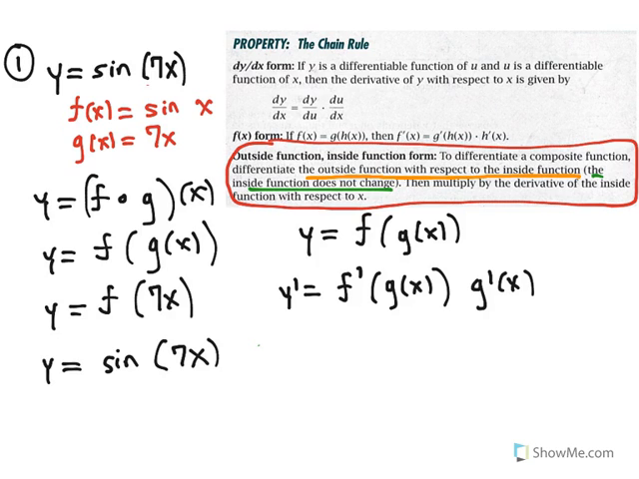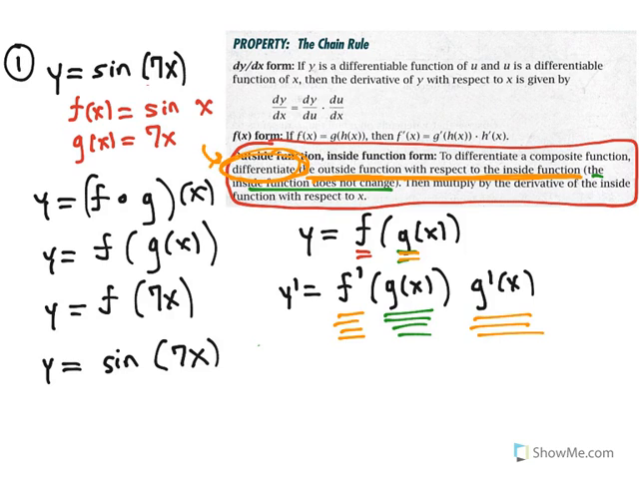So we have 2 functions. We have an outside function, which is f, and we have an inside function, which is g. The derivative of this composite function is, look at the words, differentiate the outside function with respect to the inside function. So we take the derivative of the outside function, evaluate it at the inside function, and then we multiply by the derivative of the inside function with respect to x. So the inside function is g, and we multiply by the derivative of the inside function with respect to x.